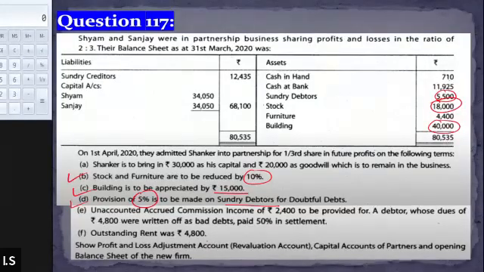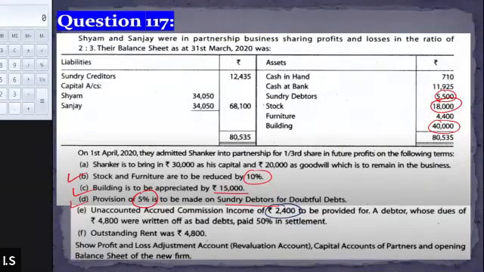Now the next one, point E: unaccounted accrued commission income of rupees 2,400 to be provided. In the last session as well, I told you that accrued income of rupees 2,400 is an asset, and since the value of the asset is increasing, unaccounted accrued commission income of rupees 2,400 is increasing. That means we need to record this on the credit side of the revaluation account.